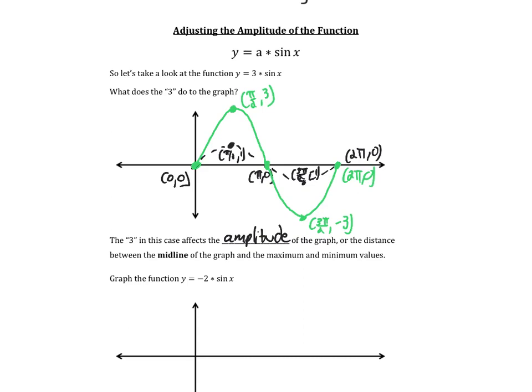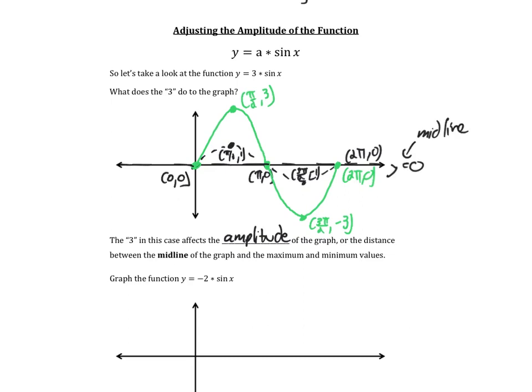The amplitude of the graph is the distance between the midline of the graph and the max and min values. We haven't talked about midline. Midline's the line that basically goes through all the root points, right? It cuts the graph in half. So in this case, my midline would be 0.